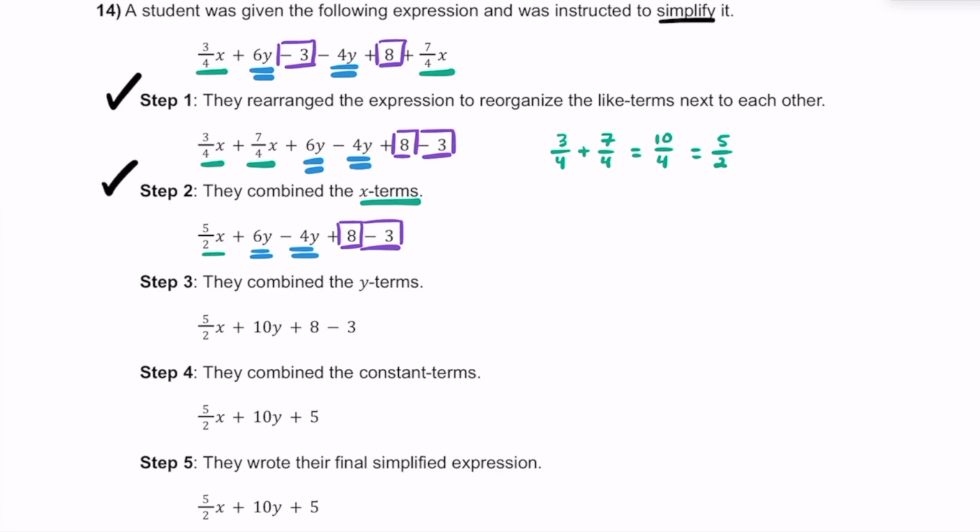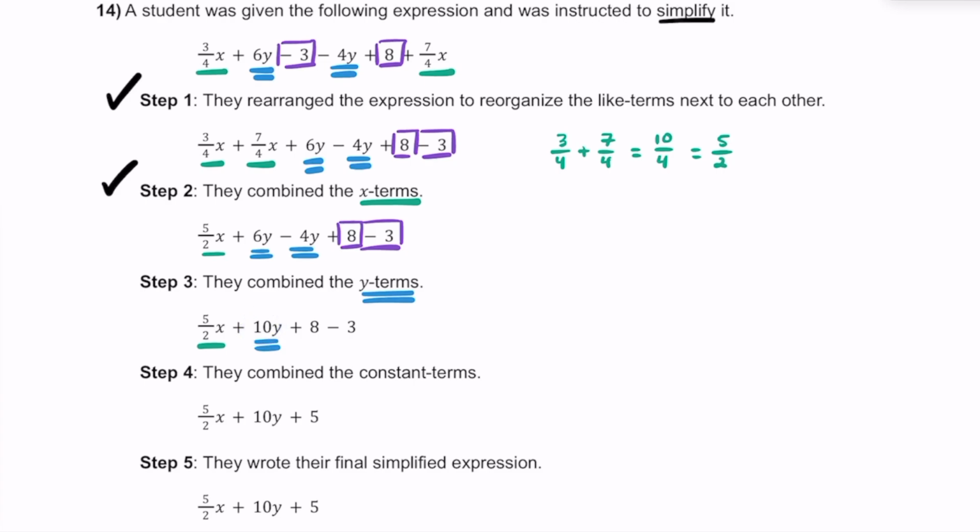Next, it says they combined y terms. So let's see. For the y terms, that's going to be these blue ones over here. So we have 6y and this minus 4y. So what did they end up getting here? It looks like they ended up getting 10y. So let's see, is that true? Let's double underline to see if this is the case. So if we take this 6y and this minus 4y, what's 6 minus 4? 6 minus 4 is going to be 2. But this coefficient is 10 here.